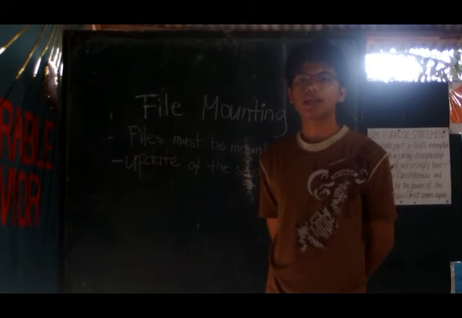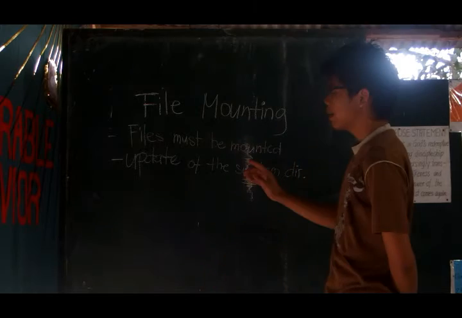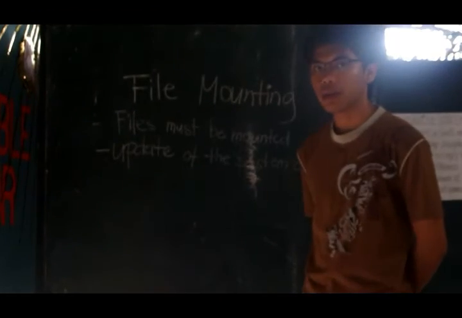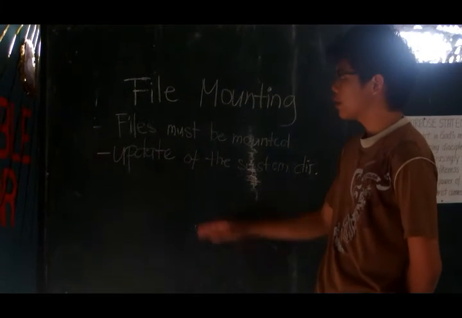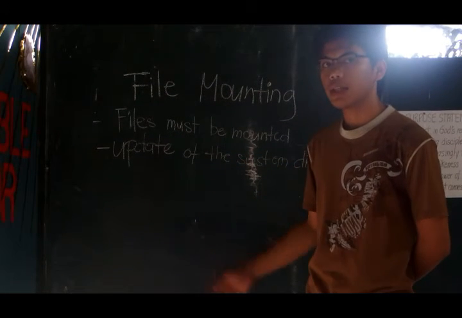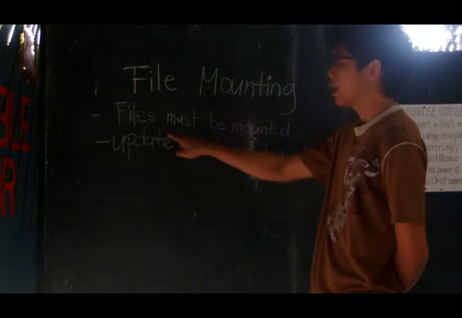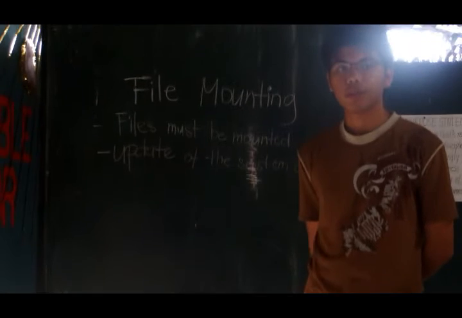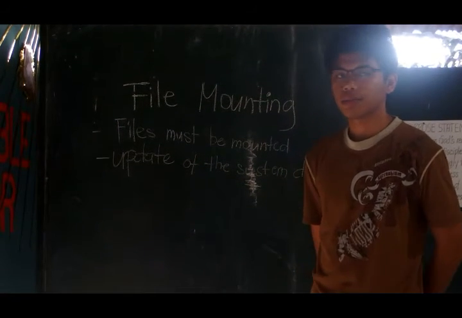So, file mounting. File mounting always takes place if a new volume is added to your system. Basically, file mounting is just an update of the current system directory for the new volume's directory to be added, in order for the files to be accessed. So why do we need to update those directories? Because files must be mounted first in order for the system directory to access them.